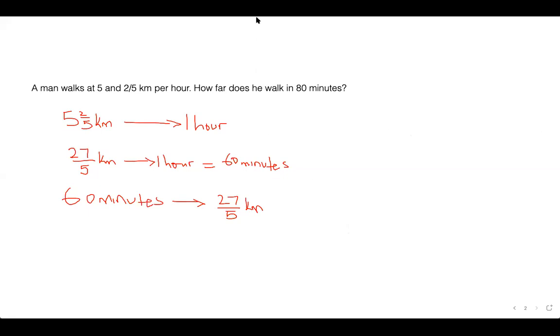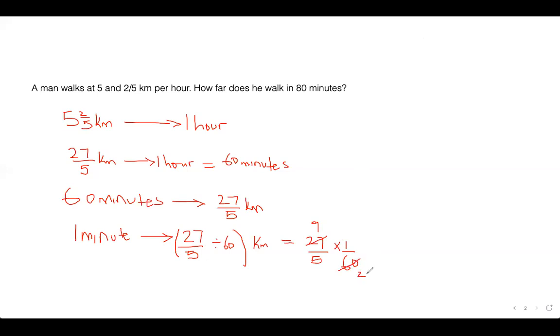Yes, so for me, I first found how many kilometers will be covered in 1 minute. That was by dividing 27 out of 5 by 60. So in other words, in 1 minute, we are going to have 27 divided by 60. That's what you're telling us, Charity? Yes. Then you can first work out that, which can be, if you introduce a multiplication sign, you'll get that. Then you divide by 3: 27 by 3 is 9, 60 by 3 is 20.